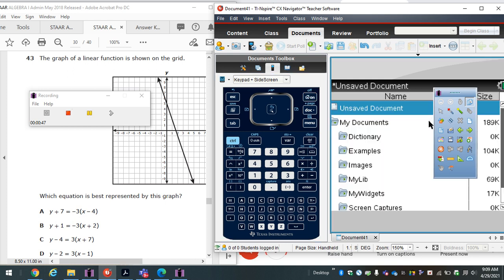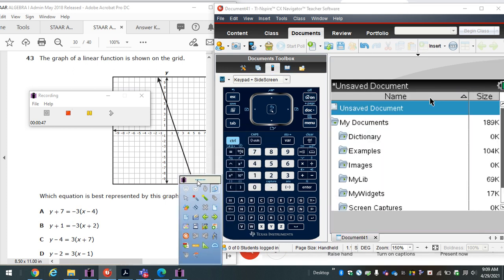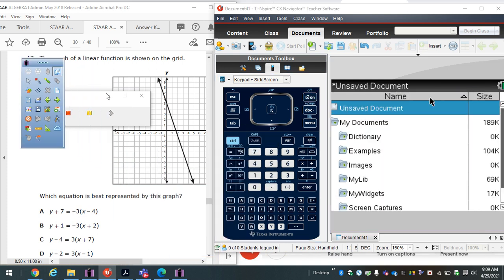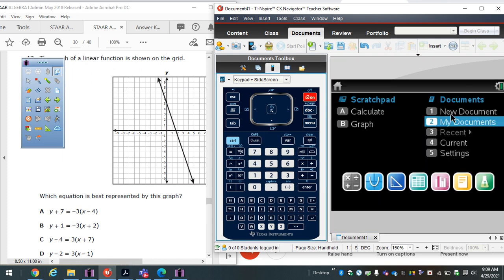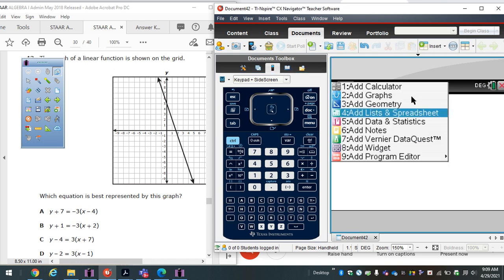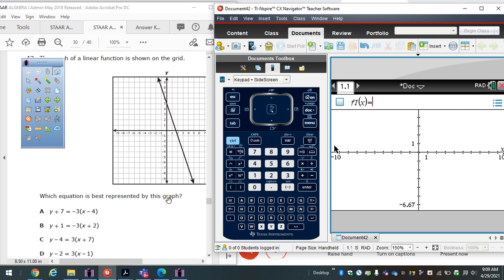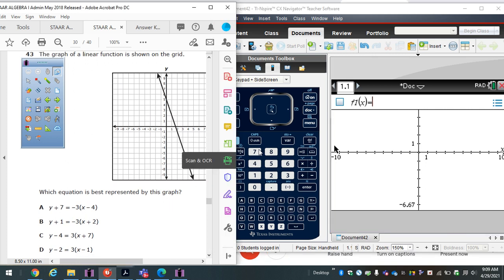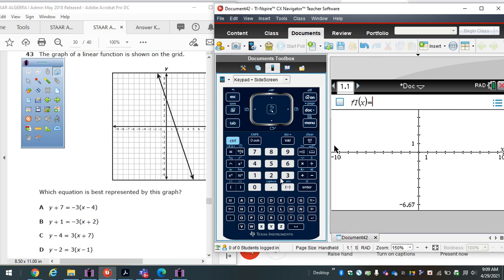So I'm going to go to graphs. My bad. Oh, why is it already there? My bad. Let me see. Negative 3, x minus 4. Again, I'm isolating the y, okay? And I'm going to minus 7.